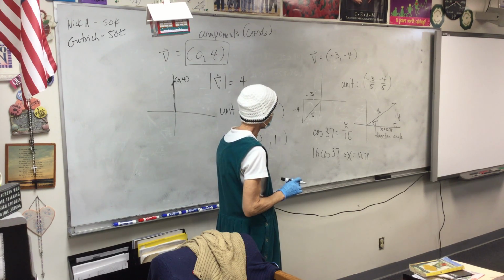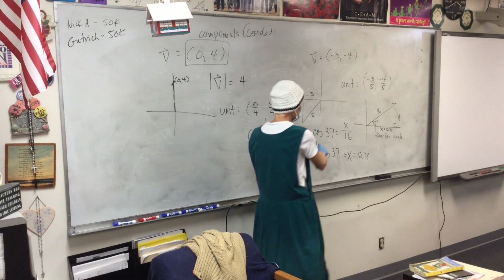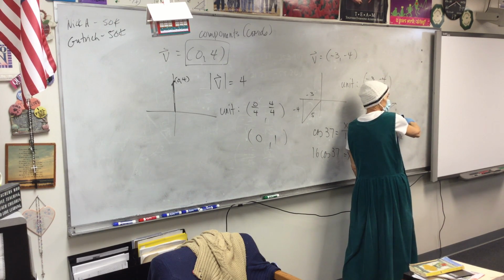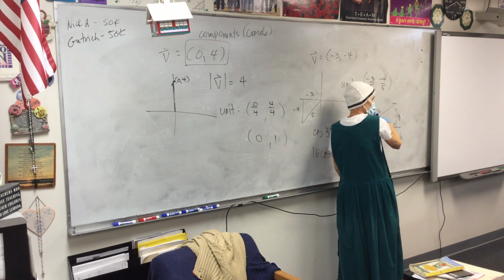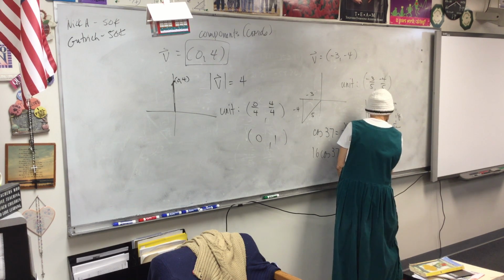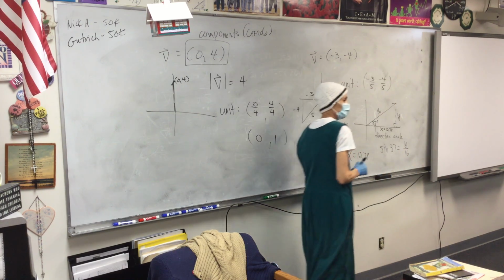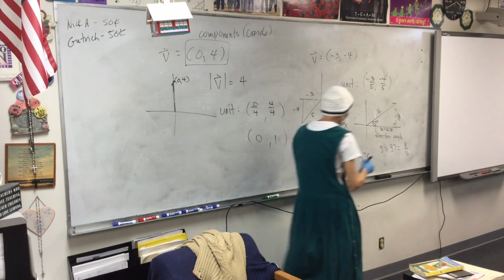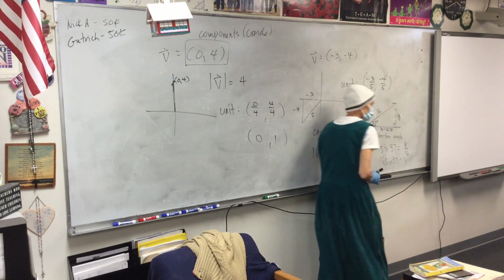What'd you get? 12.78. Now, how about Y? How do you think we might find Y? Well, can we do a similar thing here? Only what's Y? Y is which side? Opposite, adjacent, or hypotenuse? Opposite. So we've got opposite and hypotenuse. So that would be sine. So sine 37 equals Y over 16. So Y equals 16 sine 37.